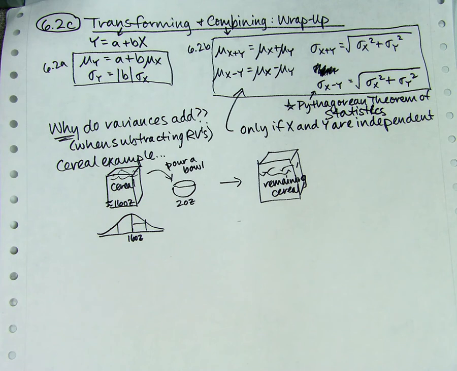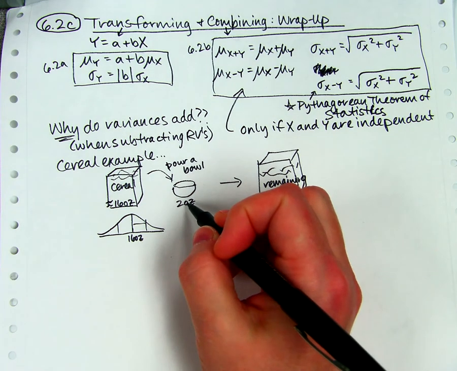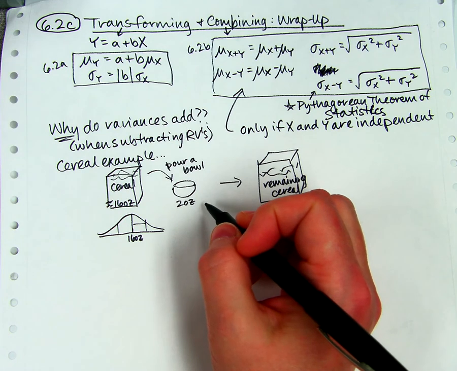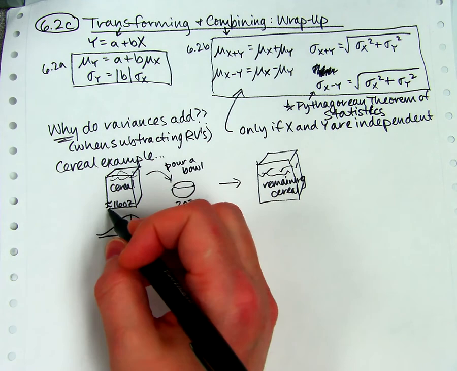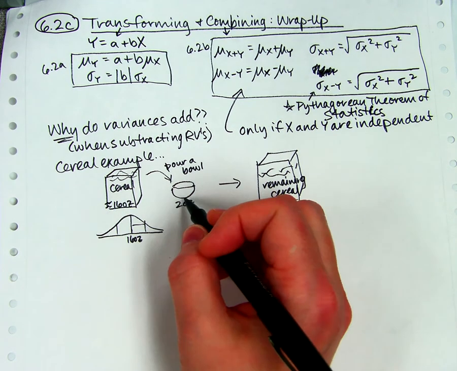So now that you've admired my amazing artwork, do you think that every single time you pour a bowl of cereal, you're going to get exactly 2 ounces of cereal in that bowl? Please say no. In fact, this one probably has even more variation than that one because this is based on a machine. This is based on human error.